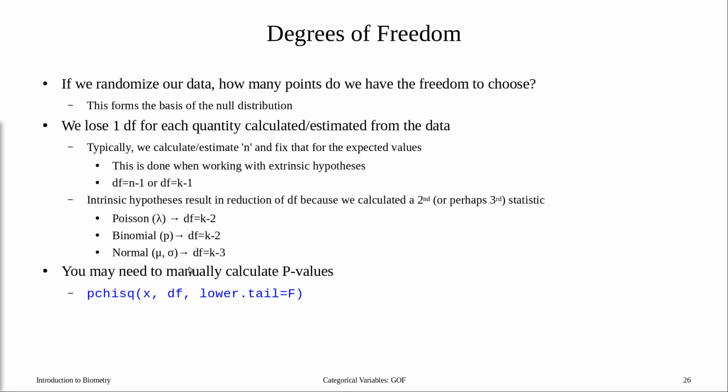These would be the new degrees of freedom. And then what we'd have to do to generate our p-value is to do it manually. So we would have to use pchisq, which is the area to the right of our chi-square value, and we would specify our degrees of freedom. And these would be the correct degrees of freedom.